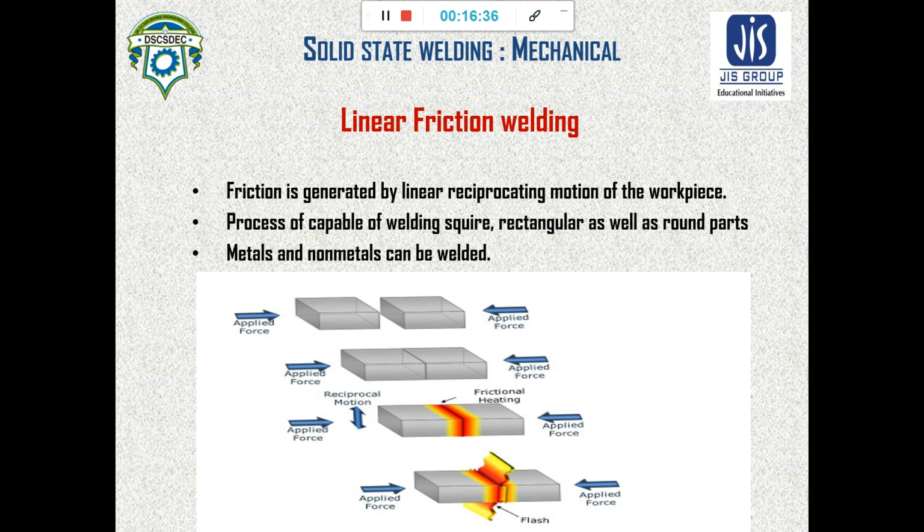Next, linear friction welding. In linear friction welding, the friction is generated by the linear reciprocating motion of the workpiece. This process is capable of joining square and rectangular parts as well as round parts. Metal and non-metal can be welded. Here in this figure, one can see that by applying force, the two surfaces come into contact, and then a reciprocating motion is applied. Due to that motion, frictional heating occurs, the parts are joined together, and a flash is generated. That flash can be machined later on. So this is linear friction welding.